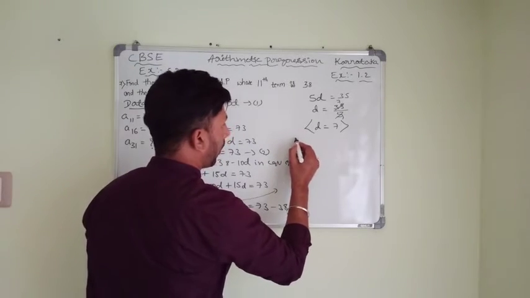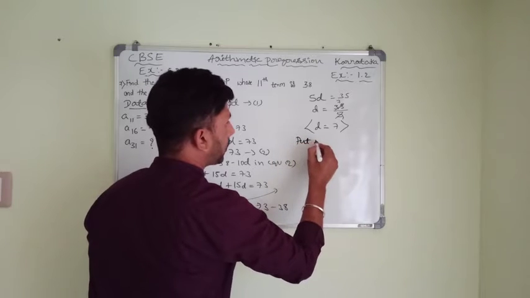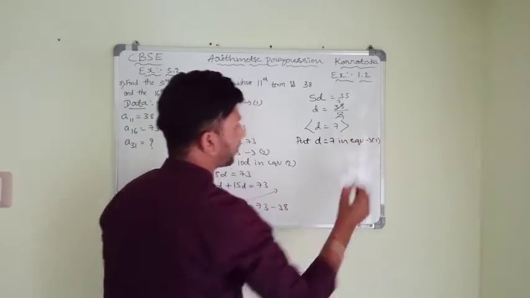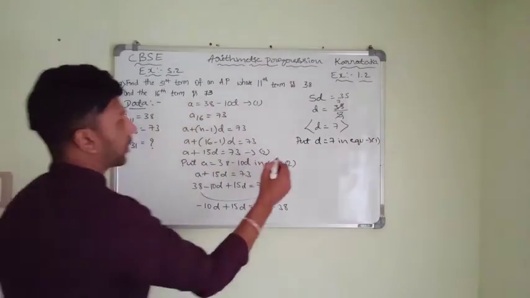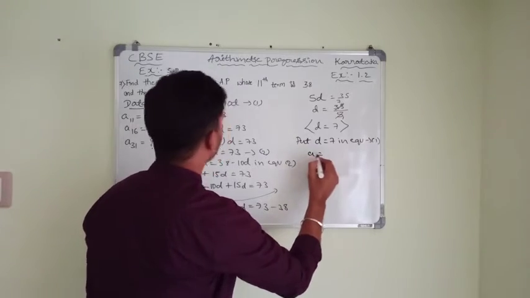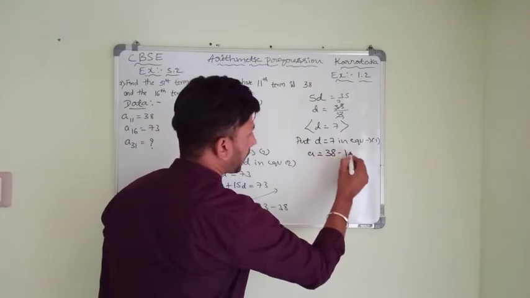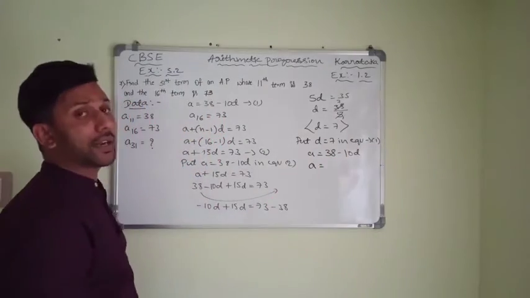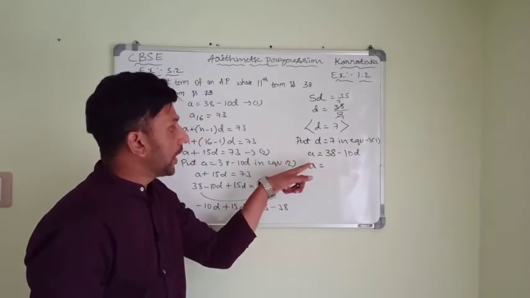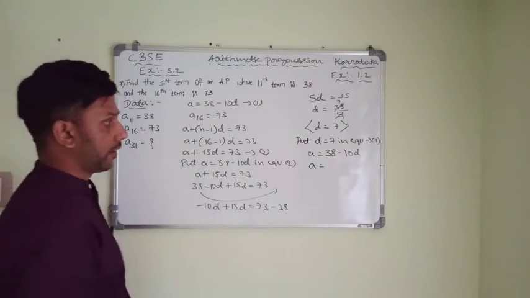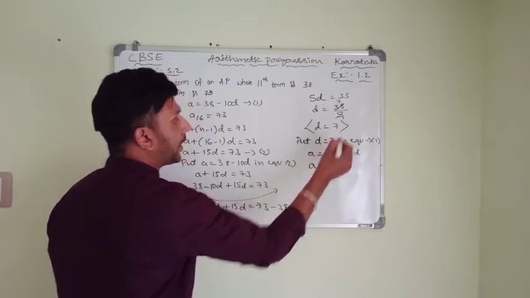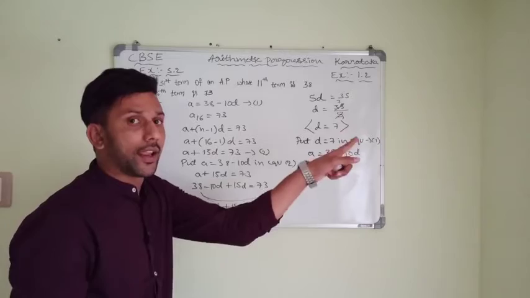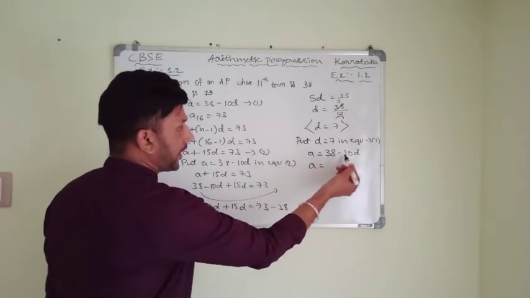So put d equals 7 in equation 1. What is equation number 1? Equation number 1 says a is equal to 38 minus 10d. Now why are you applying the d value here? If you apply the d value, you will get the a value, the first term, right? So why do we need the a and d values? To find the 31st term, you need the values of a and d. So 38 minus 10d.